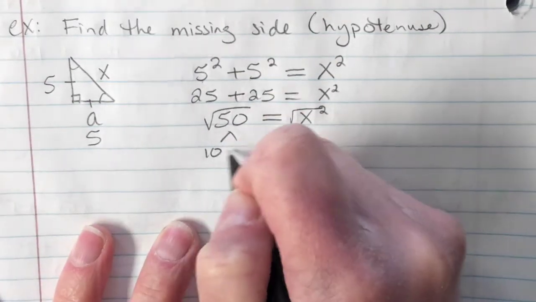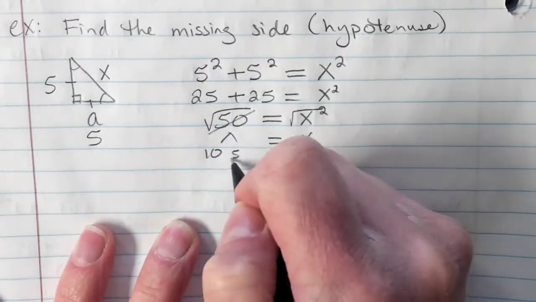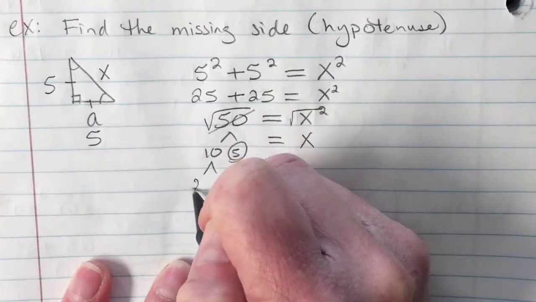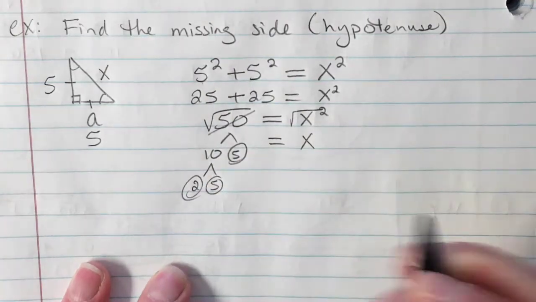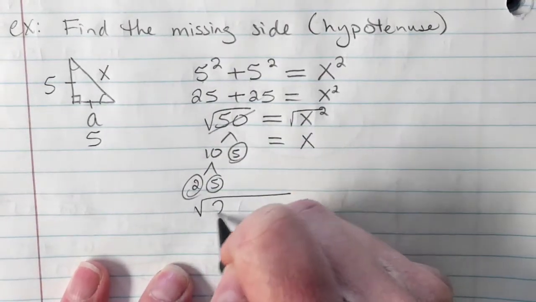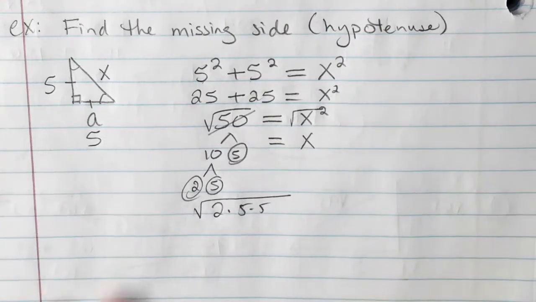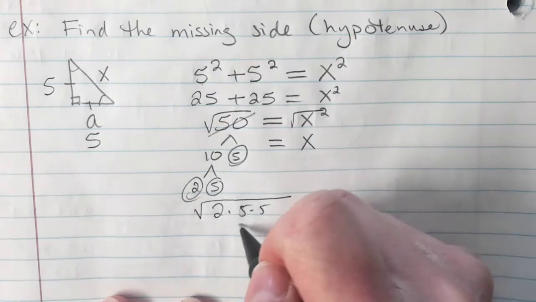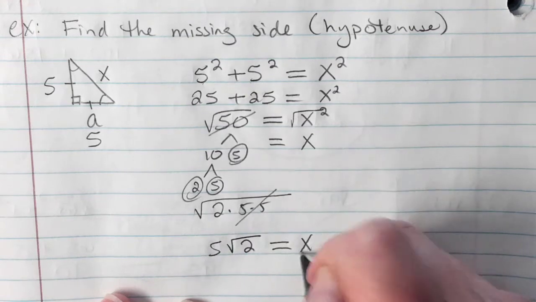Let's do those. So let's break that down into a 10 and a 5. The 5 is prime, so I'm going to circle it. The 10 breaks down into 2 and 5. So this is the square root of 2 times 5 times 5. This is what we had practiced for about a week. The square root of 5 comes out, and the 2 stays.